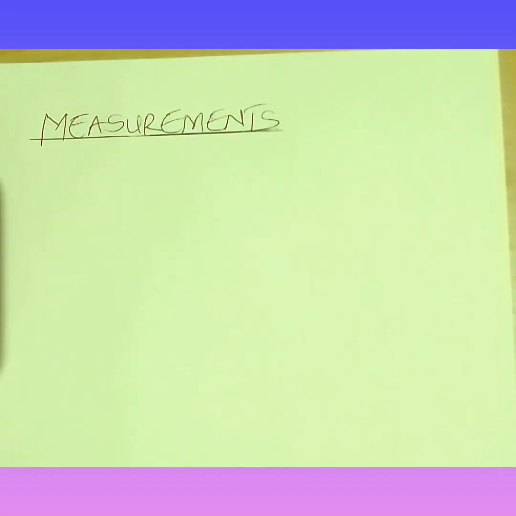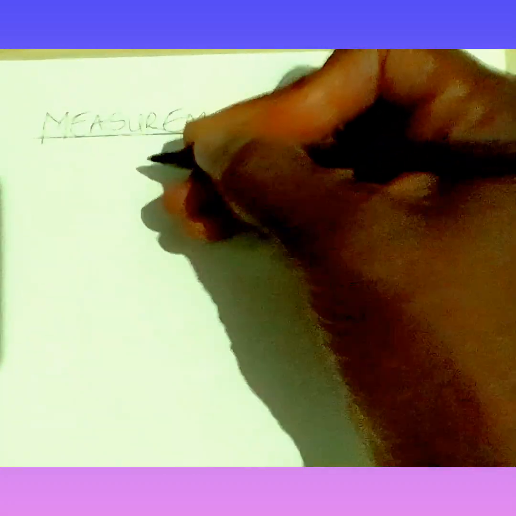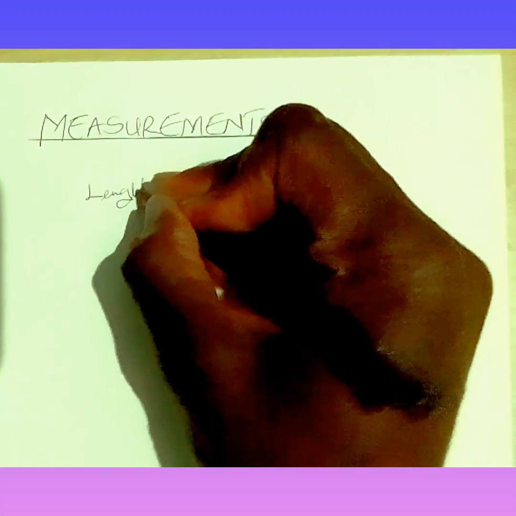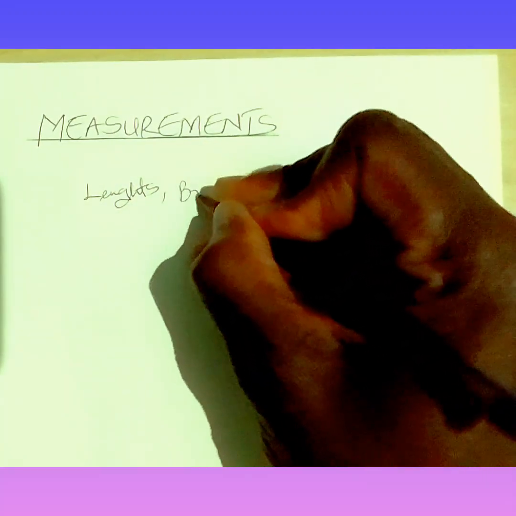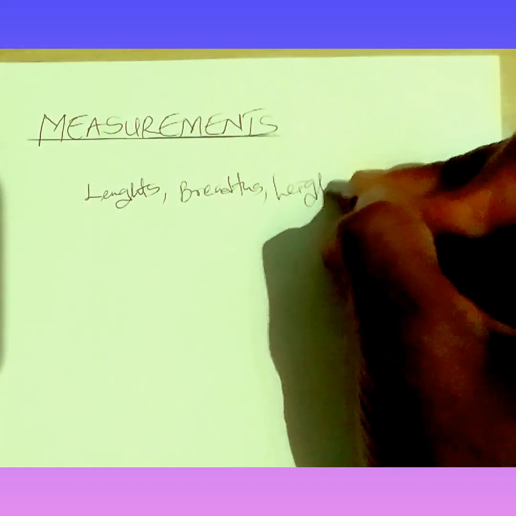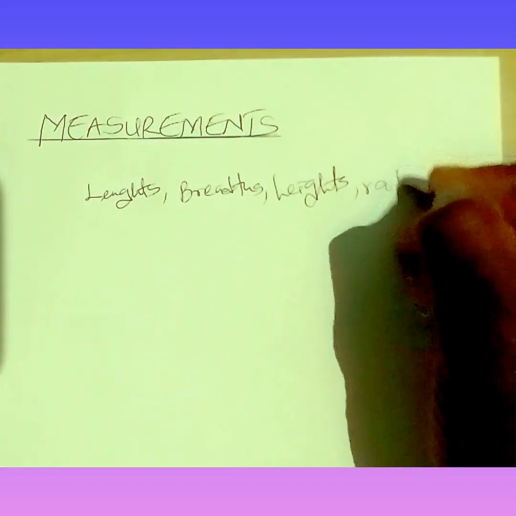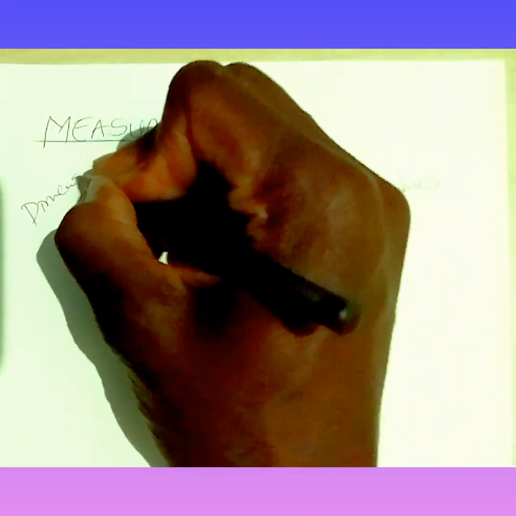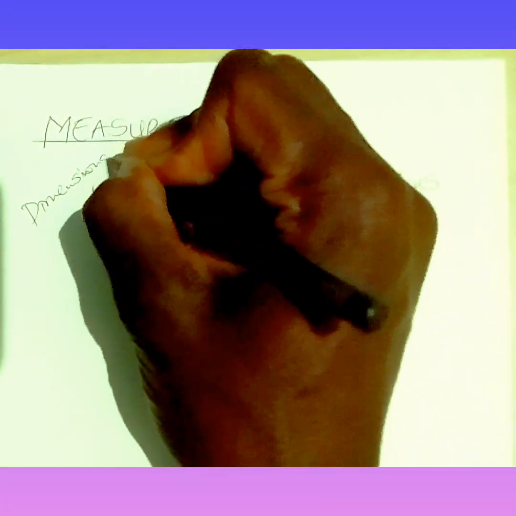When we talk about measurements in this sense, we are talking about shapes and their dimensions. When we talk about dimensions, we are talking about the length, the breadth, the height. So we have the length of shapes, the breadth, the height, and the radius, diameter, and everything. All of them can be classified as dimensions.